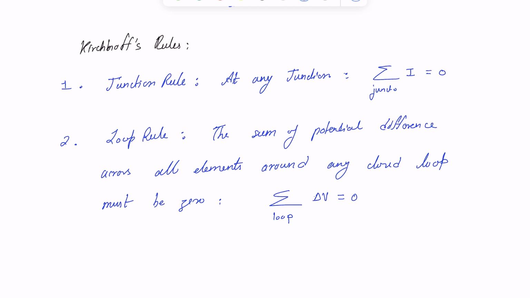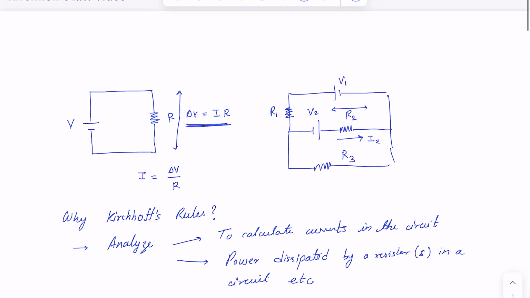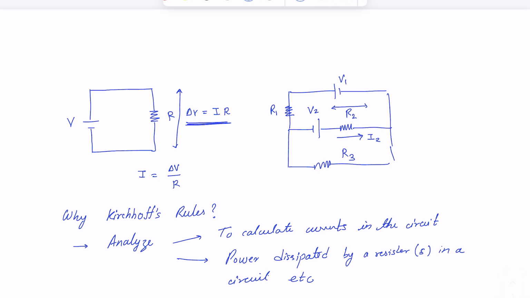So as promised, we're going to look at the junction rule first, and the junction rule is that in a junction, the sum of the currents amounts to nothing. So what constitutes a junction? It's easier to actually give you examples of junctions instead of trying to explain it. So this is a junction, this is a junction, this is not a junction, this is not a junction.